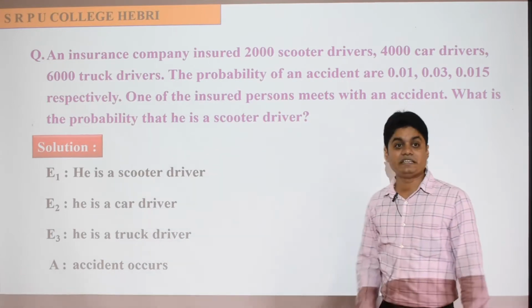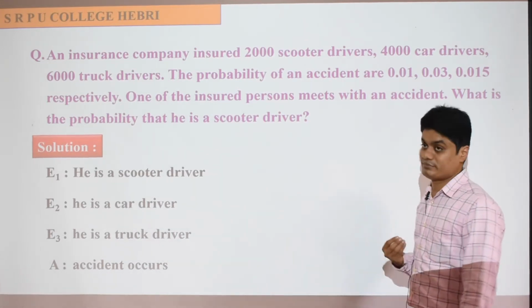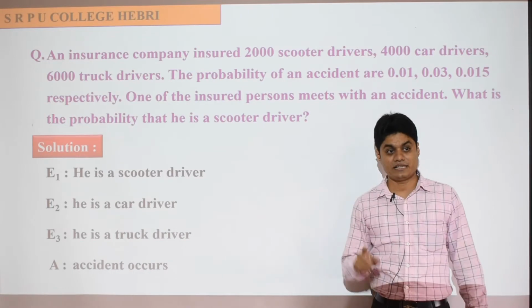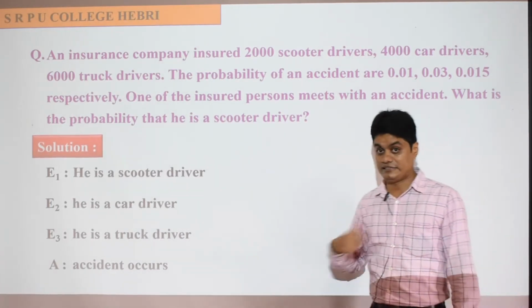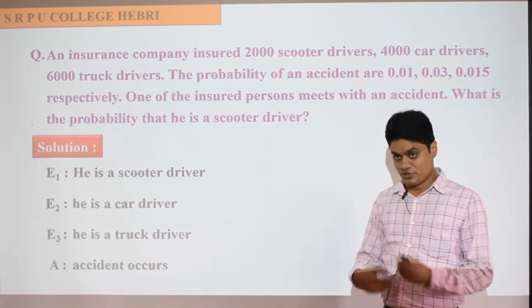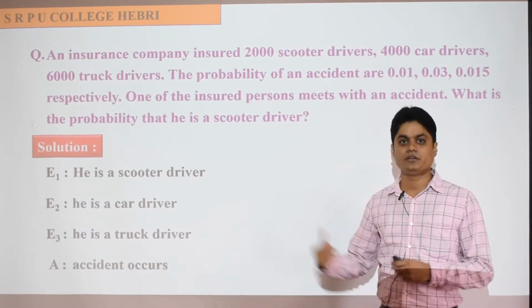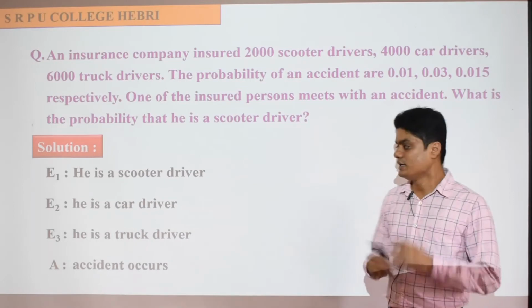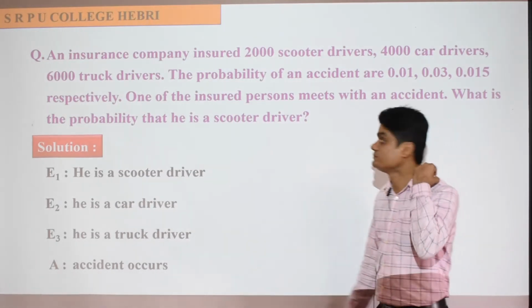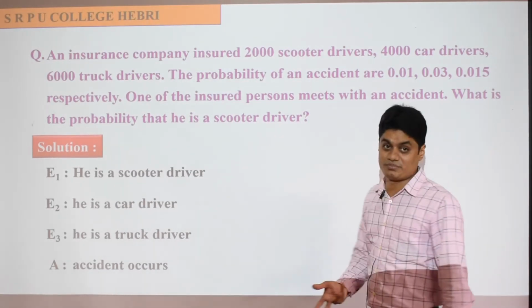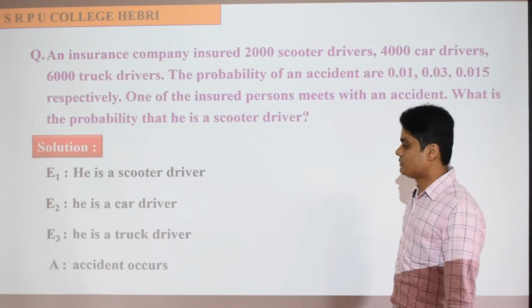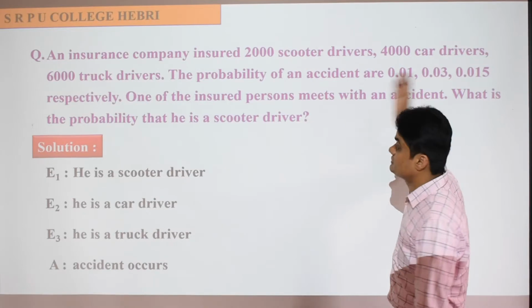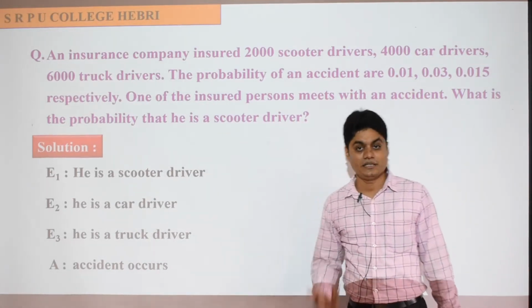So the probability of E1 is 2,000 by 12,000. The 3 zeros cancel. 2 by 12 is 1 by 6. So what is the probability of E1? 1 by 6. I'll show you the answer in the next slide, but join with me to answer it. Practice with me to get the probability of E1, E2, E3. Can you tell me the probability of E2? Now you understand how to write the probability. 4,000 by 12,000, which is 1 by 3. Probability of E3 is 6,000 by 12,000, which is 1 by 2.